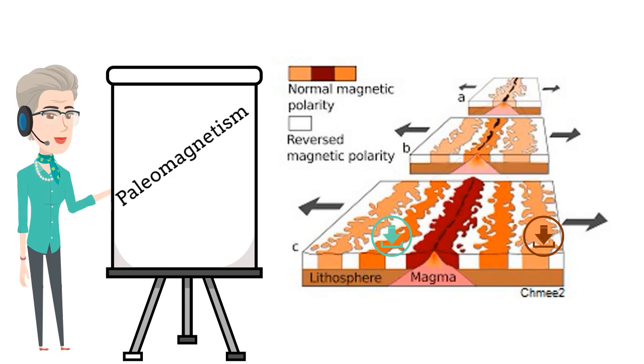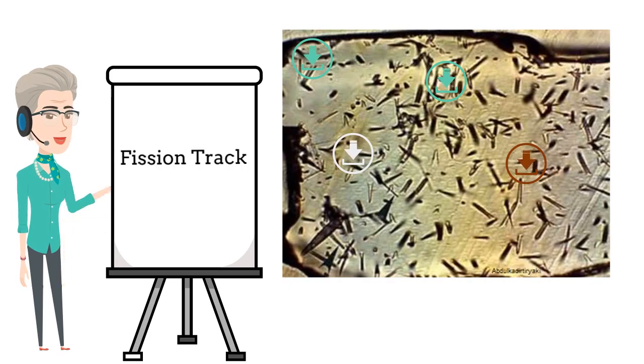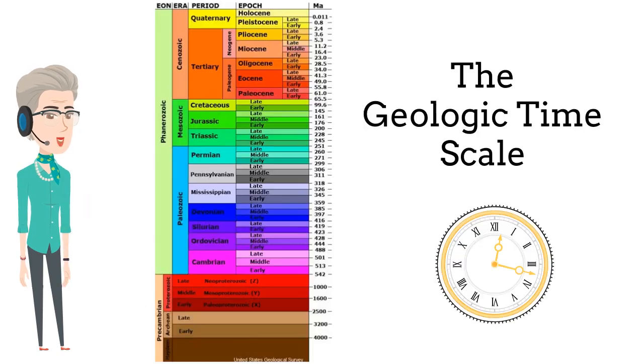geologic timescale. Fission track dating is used to determine the age of minerals, particularly those containing uranium-238. As uranium-238 decays, it produces tracks or trails of damage in the mineral's structure. By counting the number of tracks, scientists can calculate the age of the mineral and, consequently, the age of the rocks it is found in. Application in the geologic timescale.